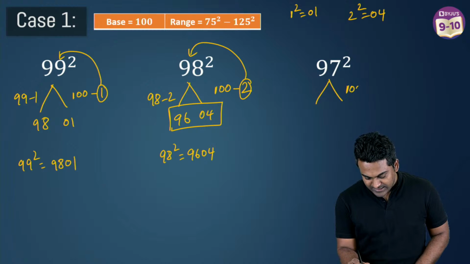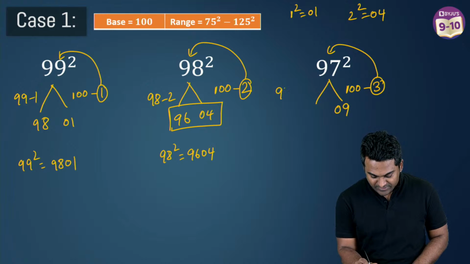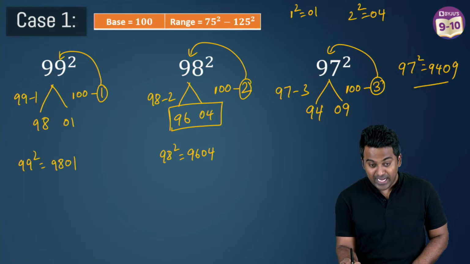Okay, so 97 square. Again, how am I going to write this as? 100 minus 3. Same technique. Take the square of 3, which is 09. Subtract 3 from 97. 97 minus 3 is how much? 94. So 97 square is 9409.